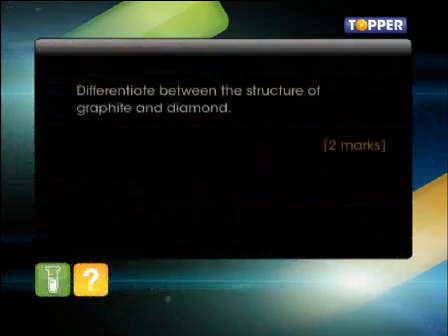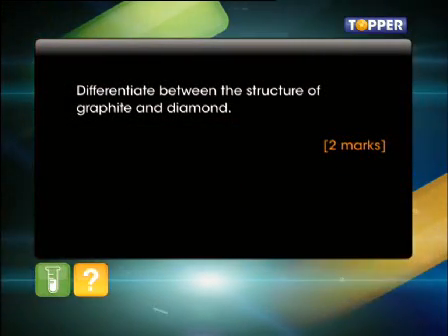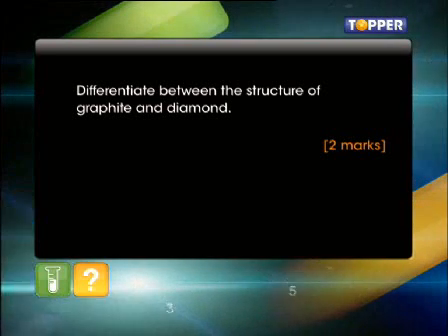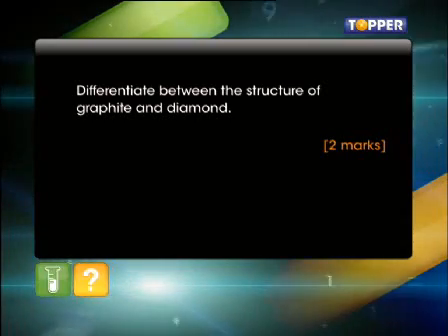Now that we have analyzed this topic, let's see how questions should be answered. Because ultimately it is the questions that will get you the marks. Better presentation, better chances of topping. This question can come in your exams for 2 marks. Differentiate between the structure of graphite and diamond. Since this is a 2-mark question, you will need to write at least 2 points of difference.